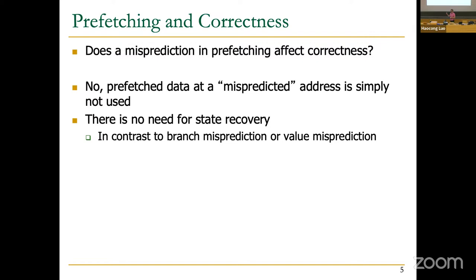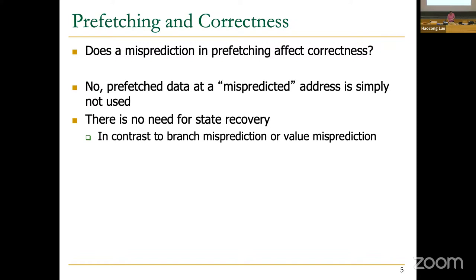Correctness is an issue, but if you change the slide, prefetching and security could be a different thing. If you prefetch some data, that could cause a side channel for someone to guess what you may be doing, potentially, based on what your access patterns may be, and that may leak some private data that you may not want to be leaked. So security is a very different issue from correctness.